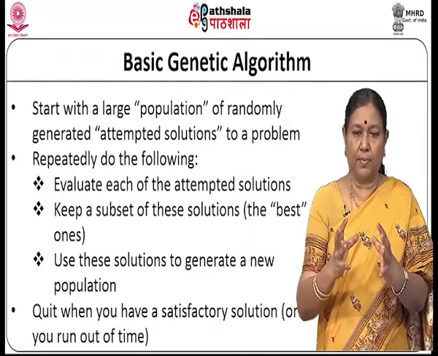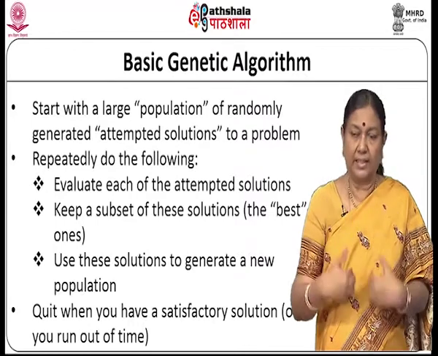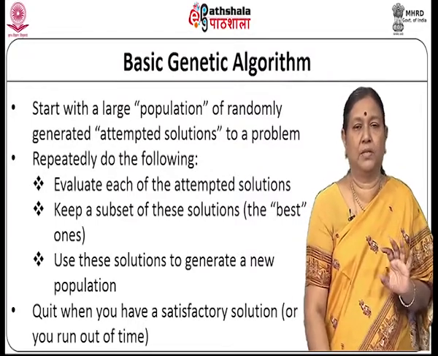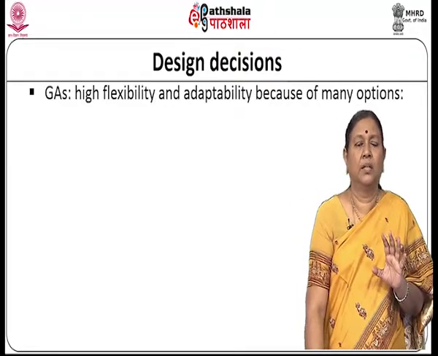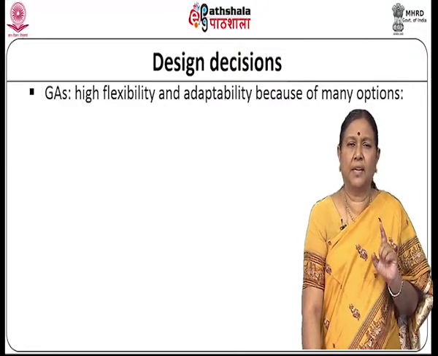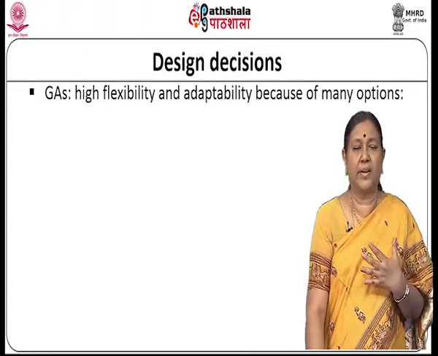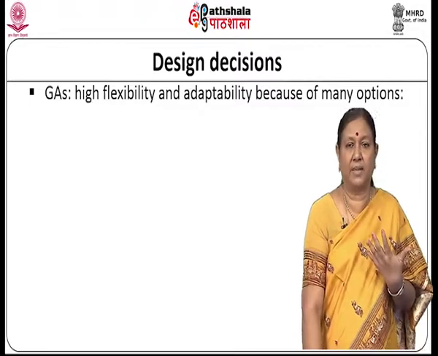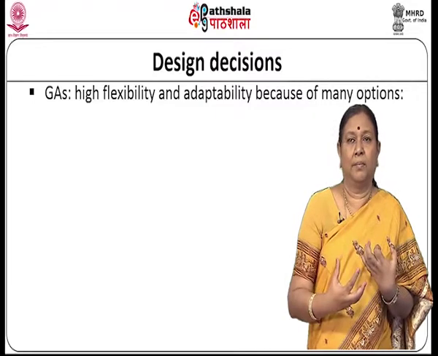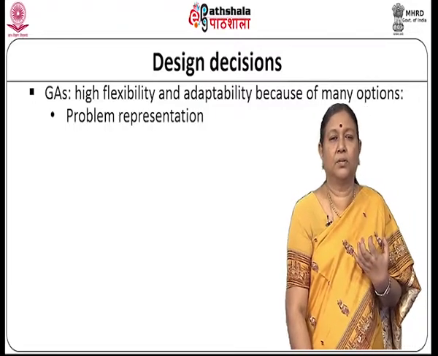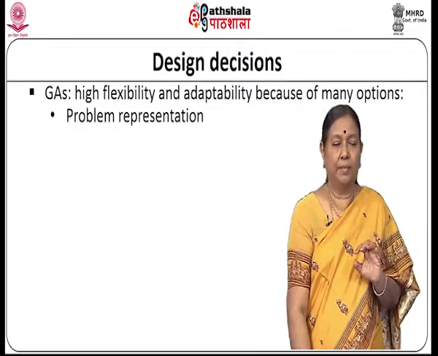So, you start with the population, evaluate it, select the good ones and generate a new set, go back and keep doing this. Now, what are the design decisions you have to take for this? First one is high flexibility and adaptability because of many options. So, there are many options available in GA, that is why it has high flexibility and adaptability. Remember, adaptability is one of the major basis of genetic algorithms. So, problem representation you can do it in very many different ways, we will come to that later.